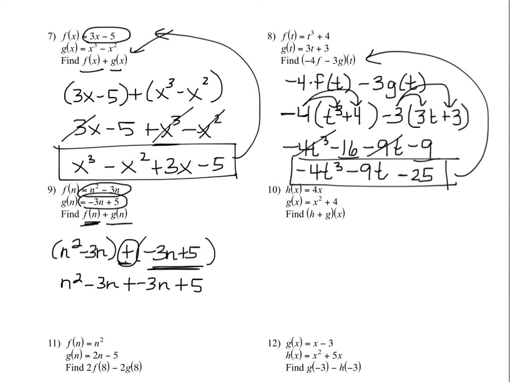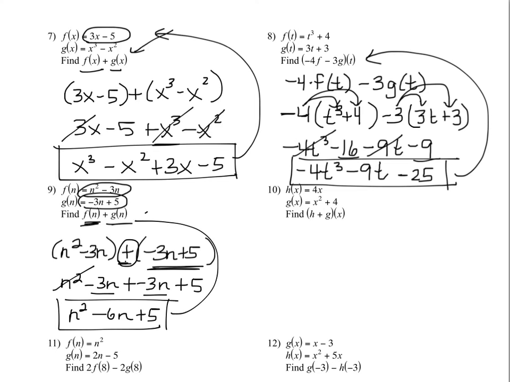So we got n squared. It's only n squared we got. We got negative 3n plus a negative 3n is minus 6n, and then plus 5. And there's your final solution to that one.